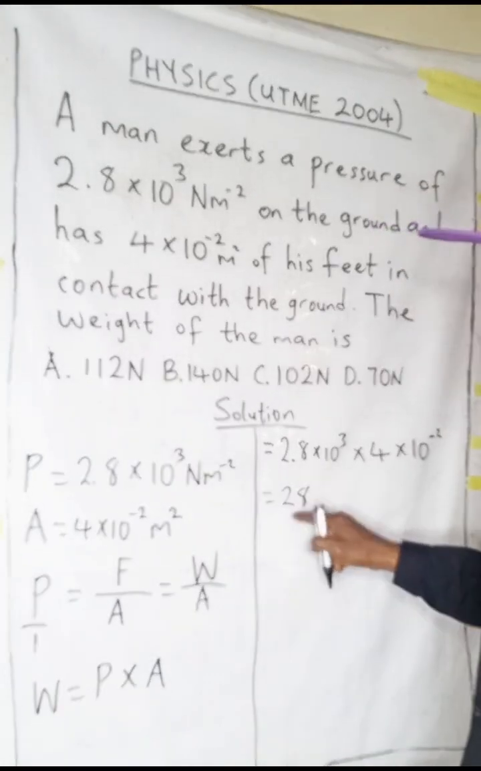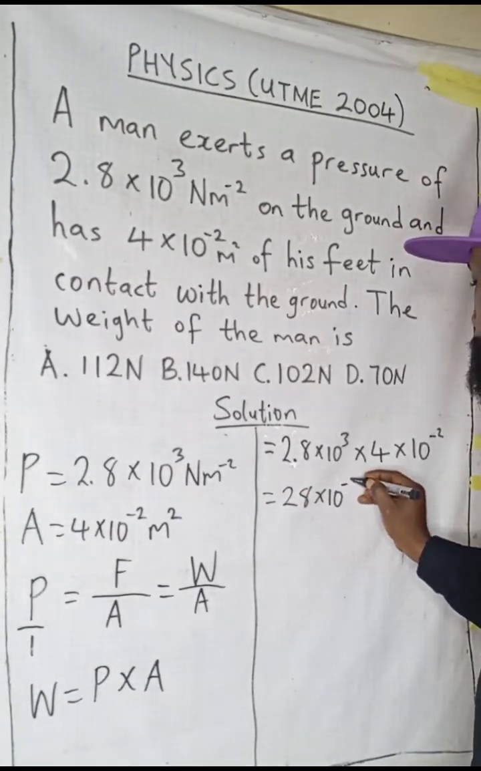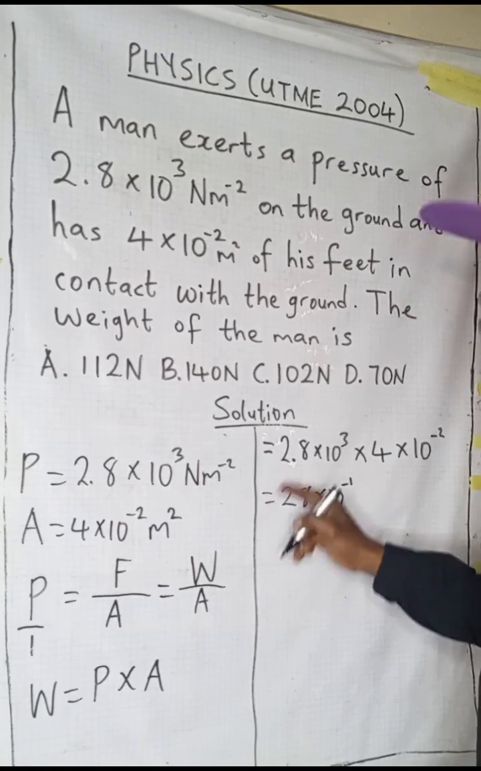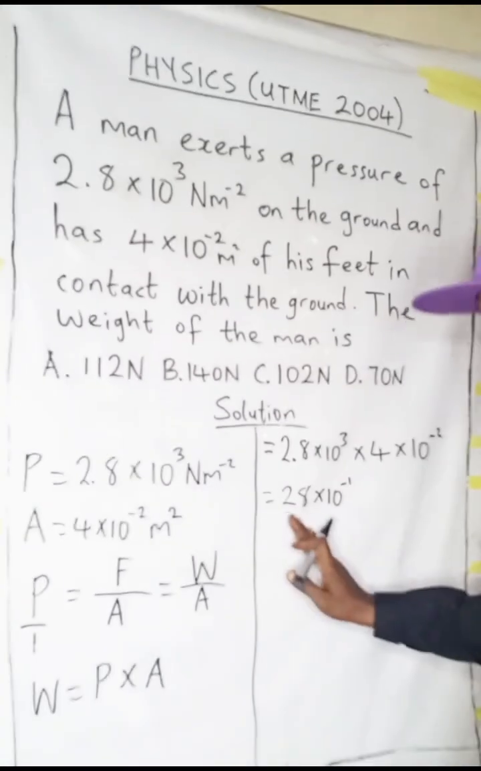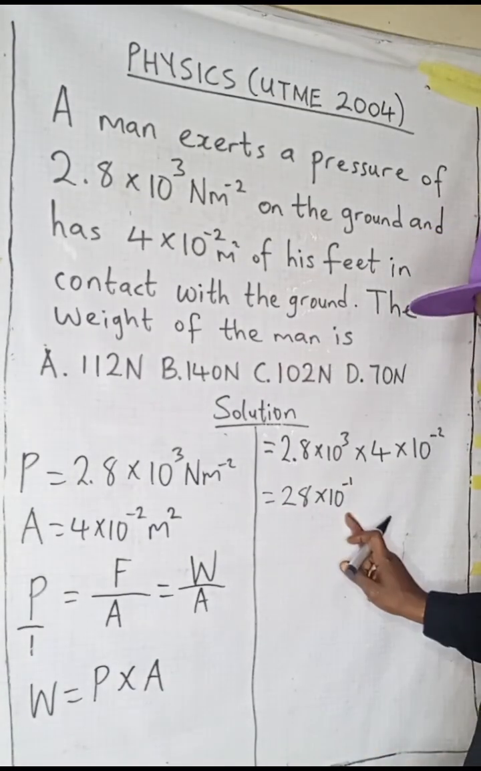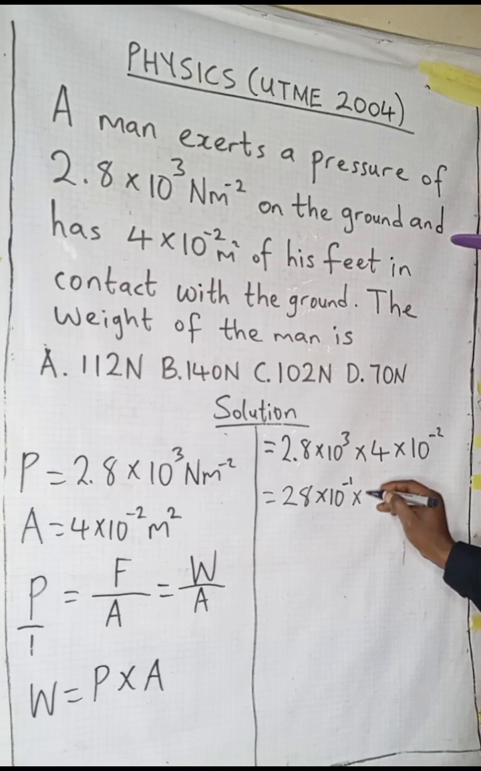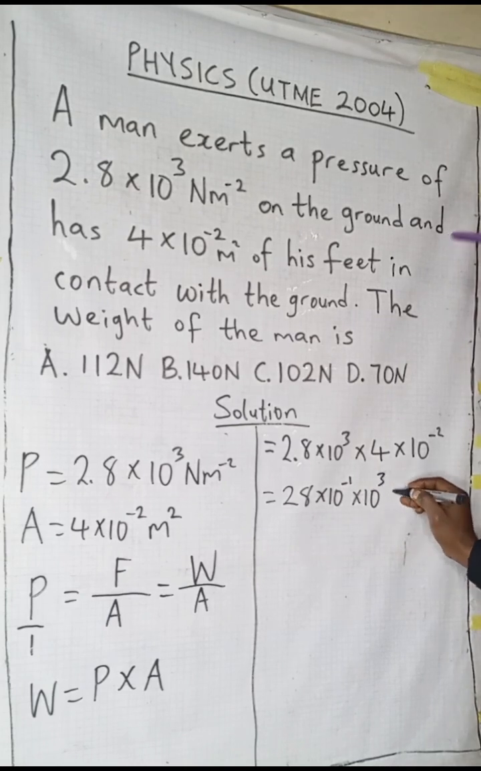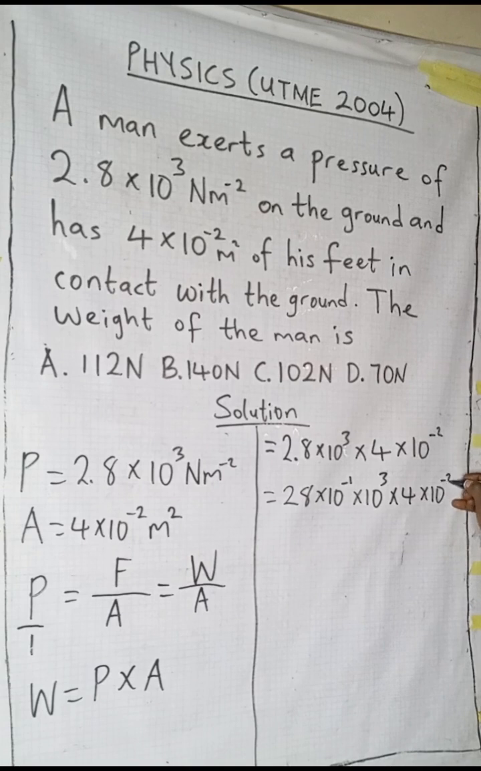But these two are not the same. So if I call it 28 times 10 to the power minus 1, then the whole of this is 2.8. I just want to have a whole number out of the 2.8, and I've gotten it. So we have this to be equal to 2.8, right? So let's continue. Times 10 to the power 3 times 4 times 10 to the power minus 2.